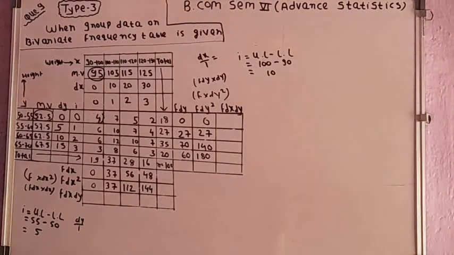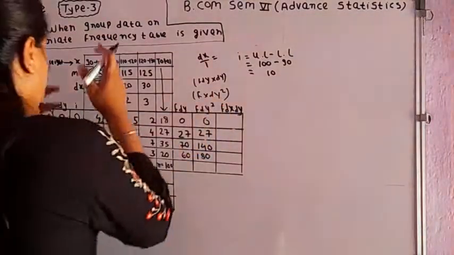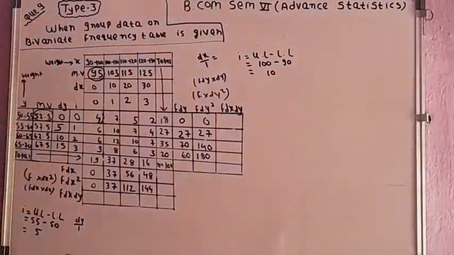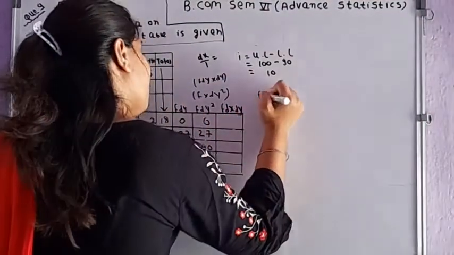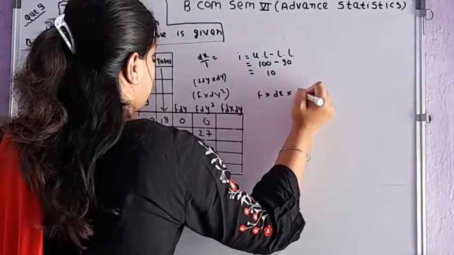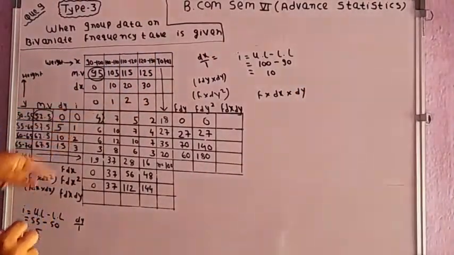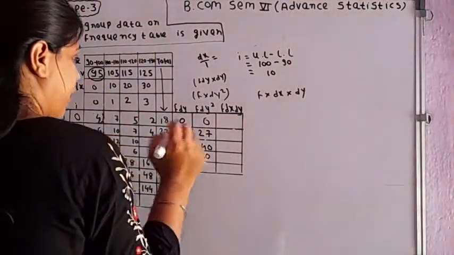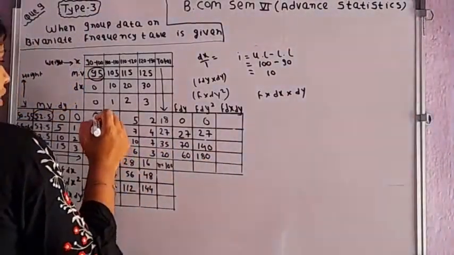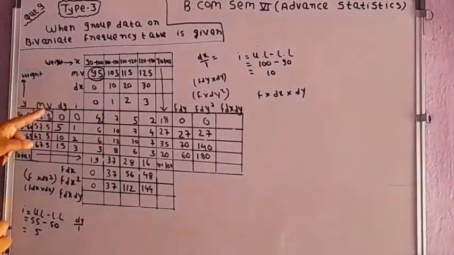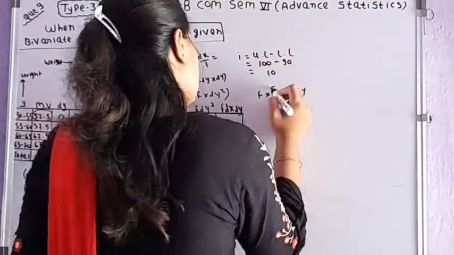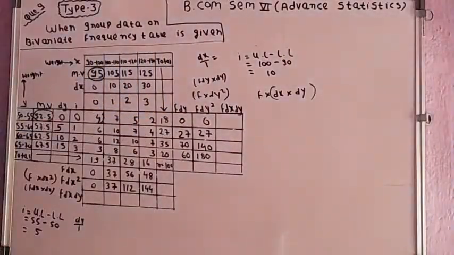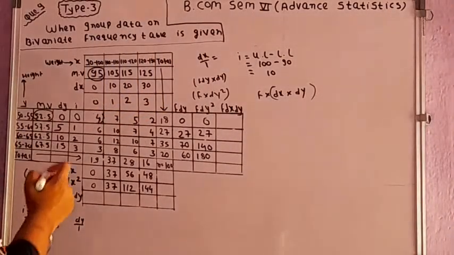Okay. Now what we have to do? We have to calculate the fdx dy for both these series, X series and the Y series. For that, fdx dy means f into dx into dy. Okay. So for this frequency, how are we going to calculate fdx dy? Frequency, then this I column for the X series and the I column for the Y series. Why I column when the dx or the dy is written? Because I column is the simplest form of the deviation.